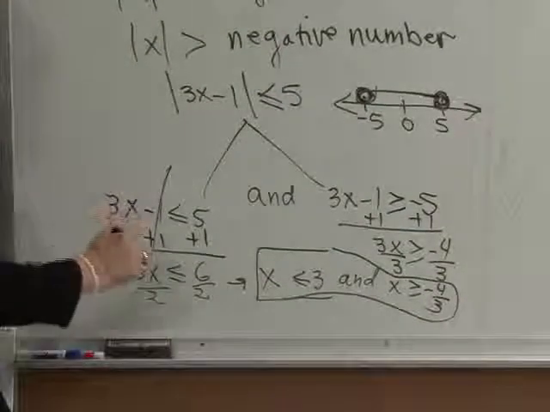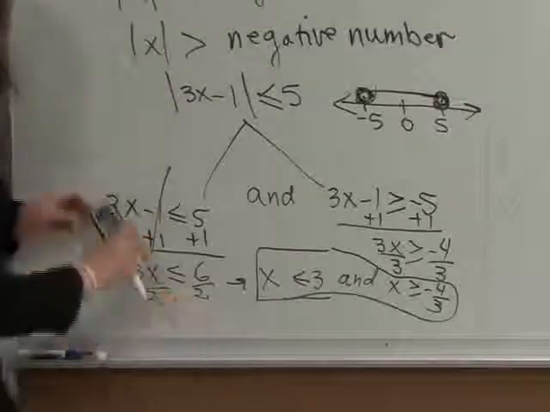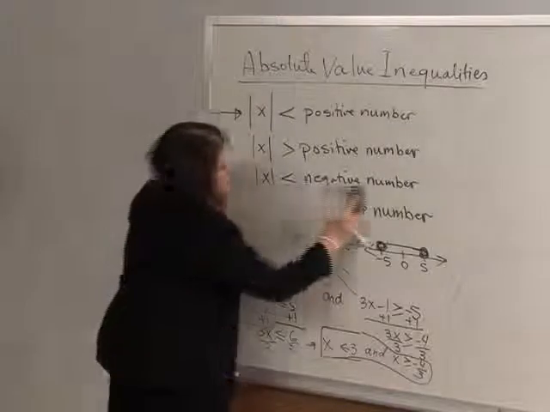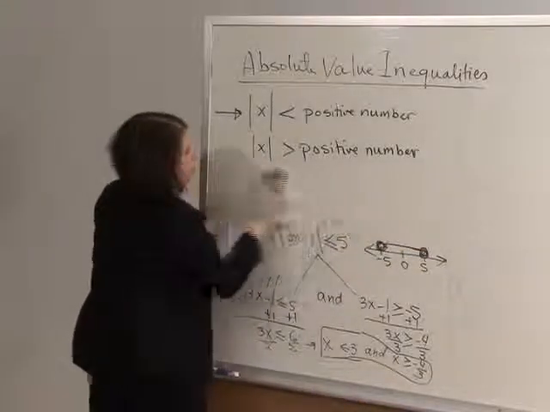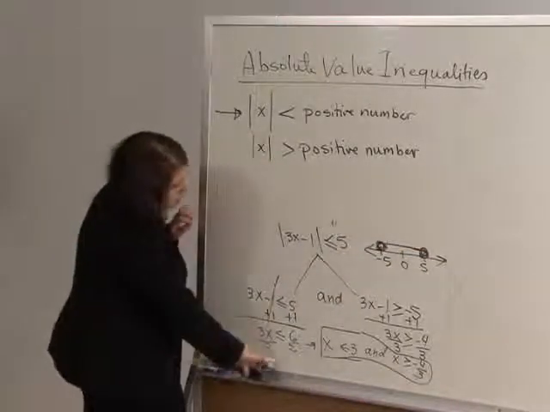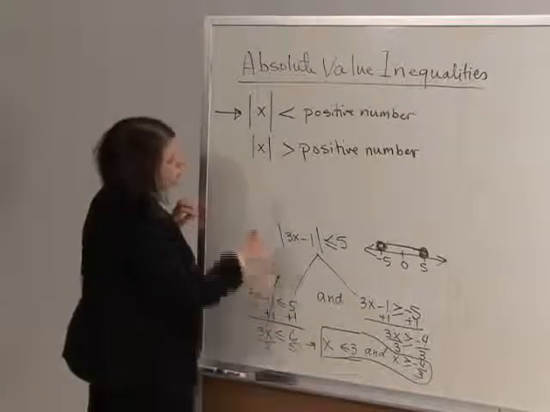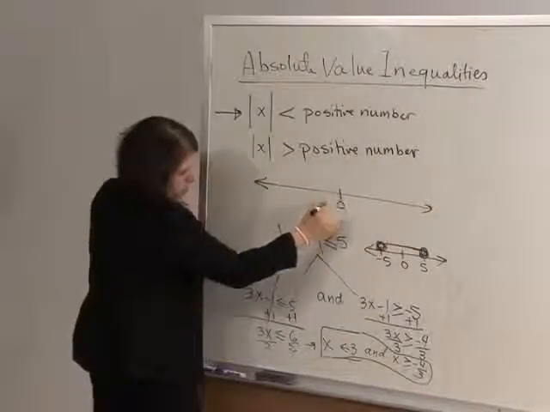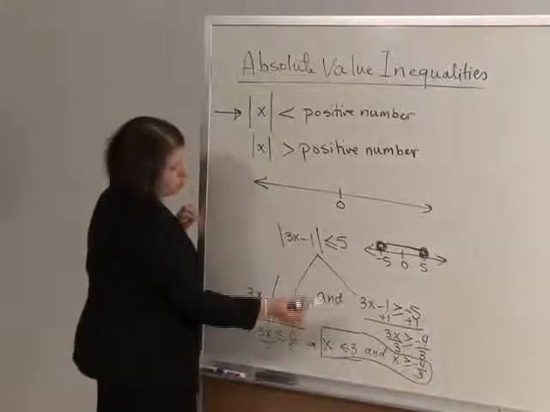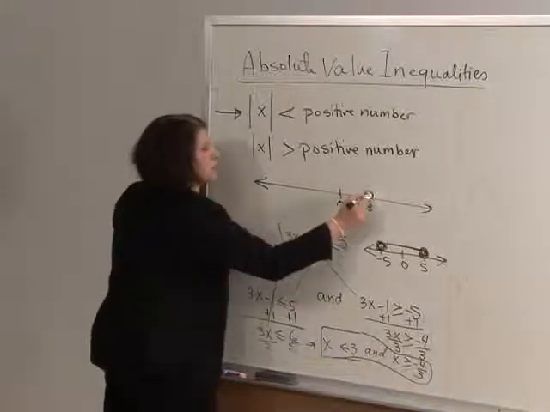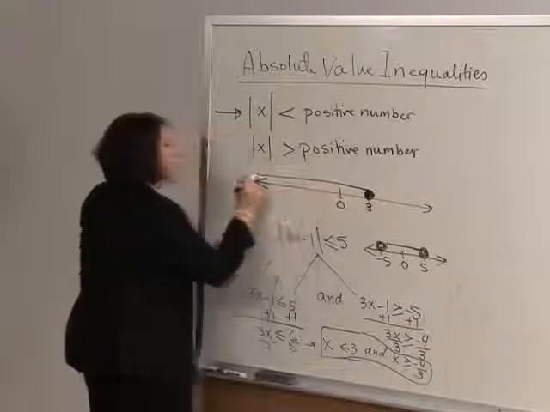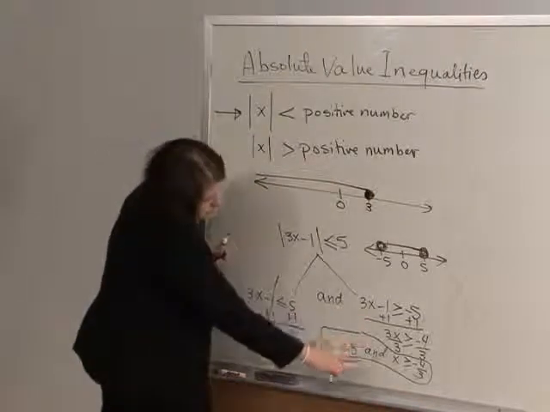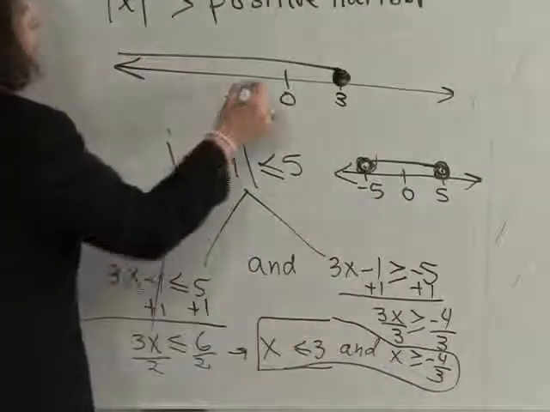But what about the graphical solution? So let me get rid of those for now and show you how to graph it and write your solution in interval notation. So that's 0, less than or equal to 3. So that's 3, less than or equal to 3. I'm looking at this line. And then greater than or equal to negative 4/3.